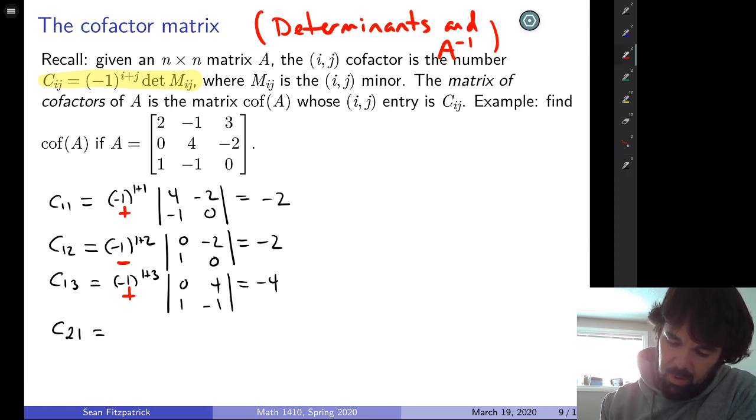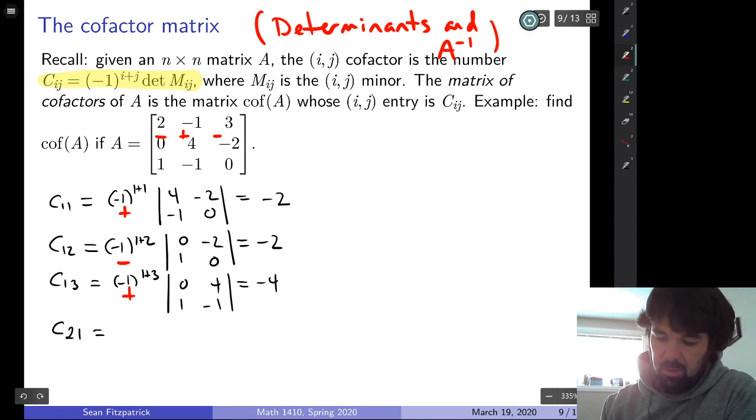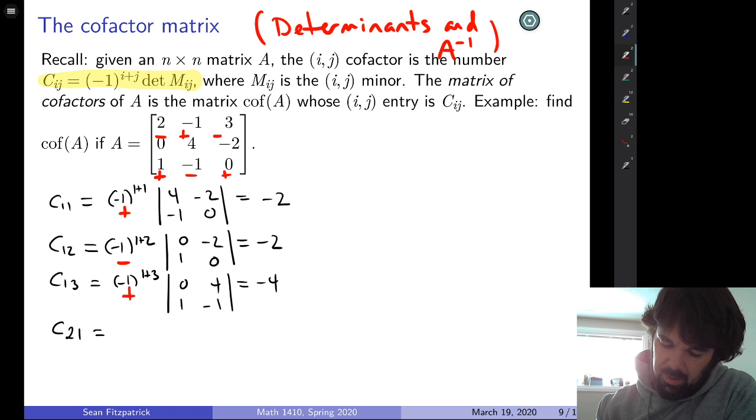So 2 plus 1, right? Row 2, column 1, 2 plus 1 is odd. So I get minus, plus, minus, right? And down here it's going to be plus, minus, plus. And again, it's all about position. The numbers don't matter, it's all about the position. Okay, so I get a minus sign out front.